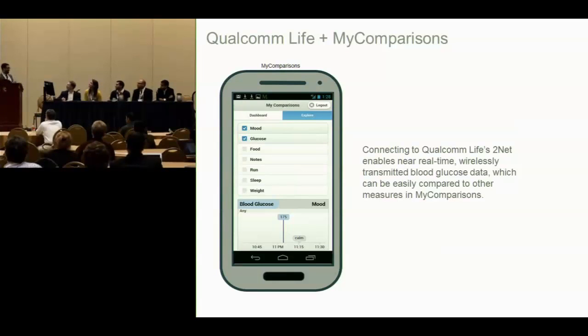Maybe we could have Alex and Aaron talk a little bit about this. Could you talk about how the my comparisons visualization works, and comparing blood glucose to things like mood and other variables that are out there?